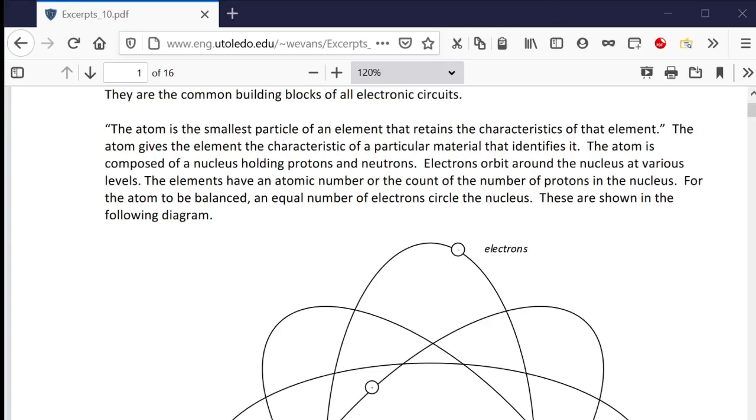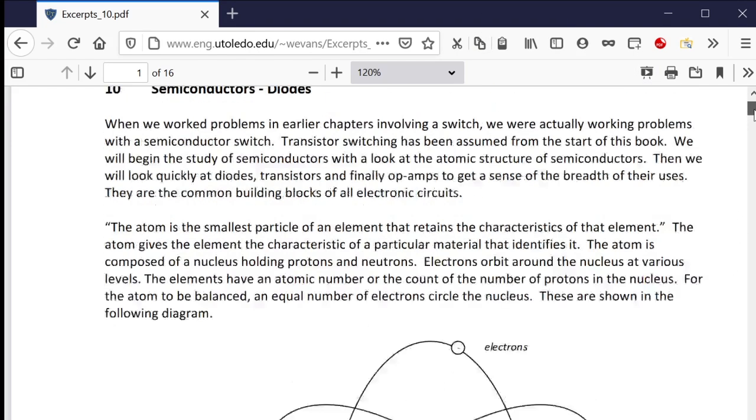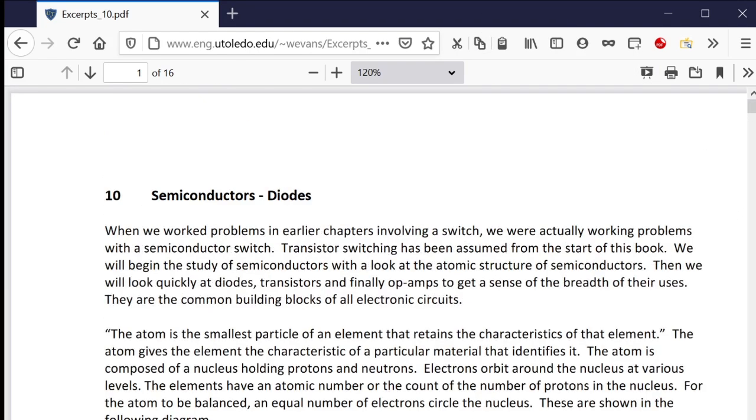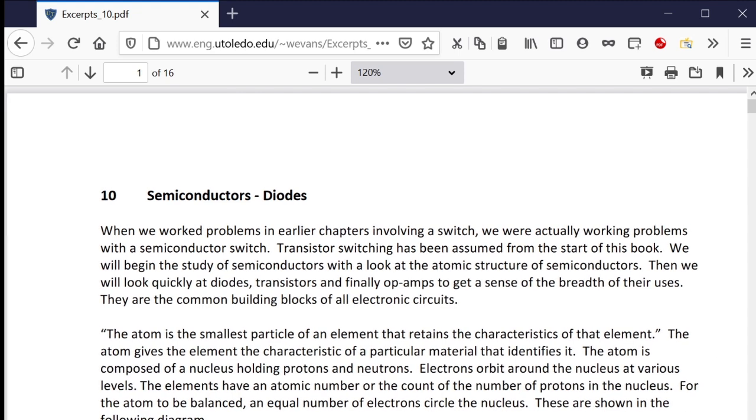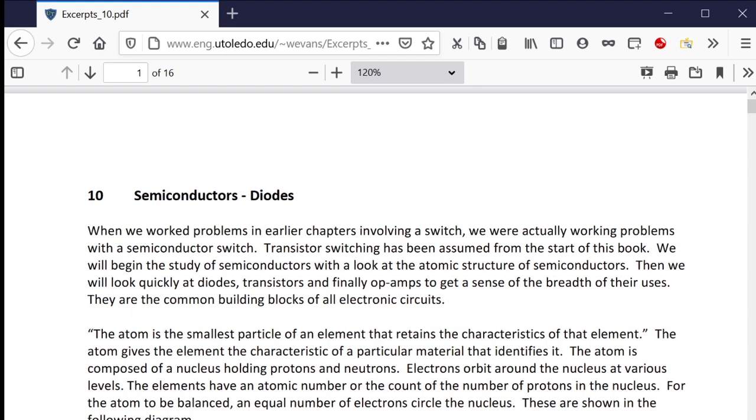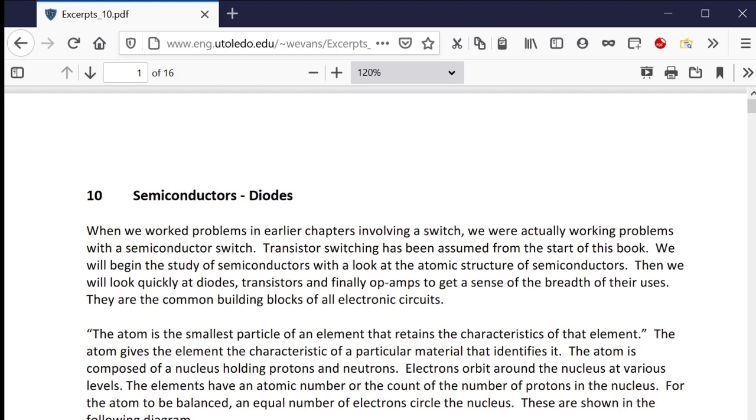We're going to be talking about Chapter 10, and this chapter has to do with semiconductor devices. We first talk about diodes in this chapter. In the next chapter, we talk about transistors. We just barely talk about them, but we get enough of the idea of what they are that you have a little bit of an idea what you'd be dealing with.